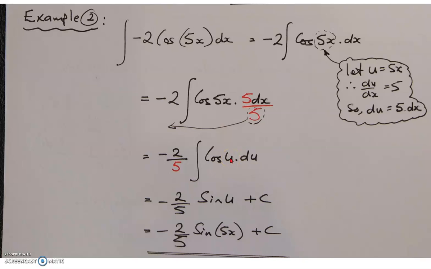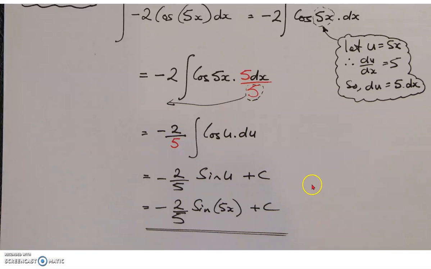So again, it's nice and easy. A nice, easy integration, because cos u is the integral of sine u. And so we can now say the final answer is minus 2/5 sine 5x plus c. Okay? All right, let's move on.